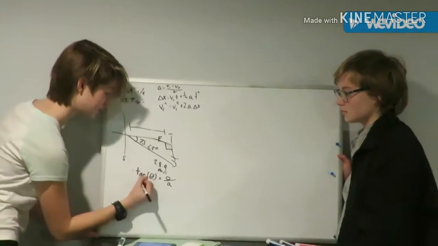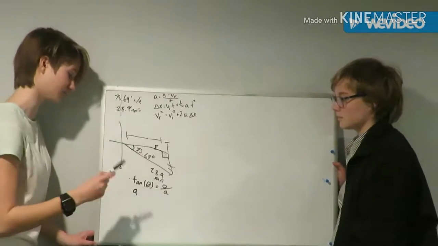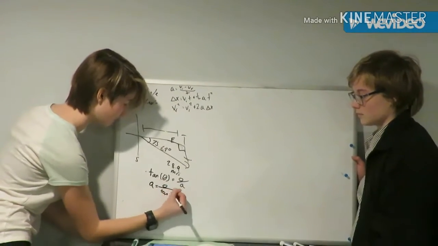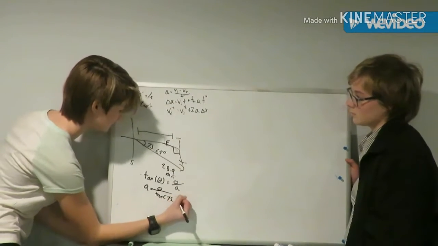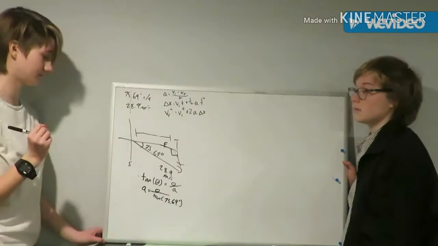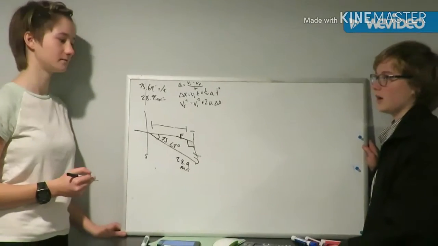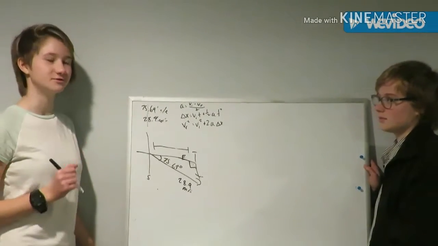All we have to do to determine the adjacent side length, or the horizontal component, is divide the opposite side length by the tangent of 75.69 degrees. Sounds easy enough, but how do we find the vertical component? We are going to use trigonometry.